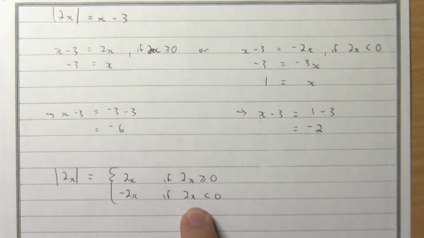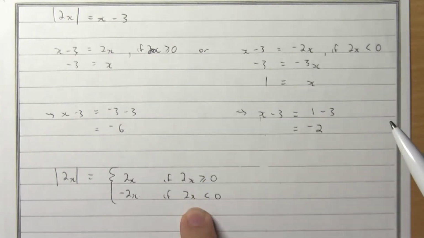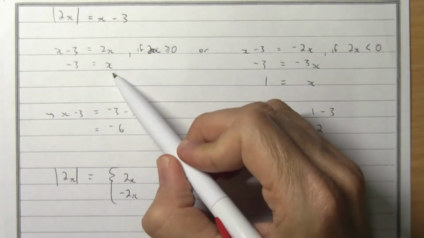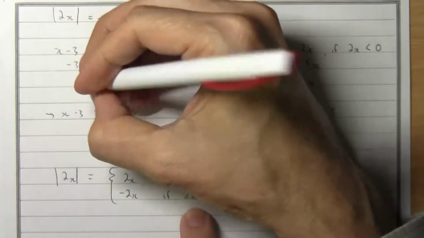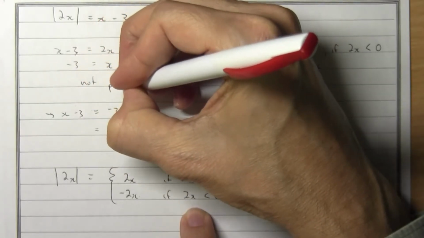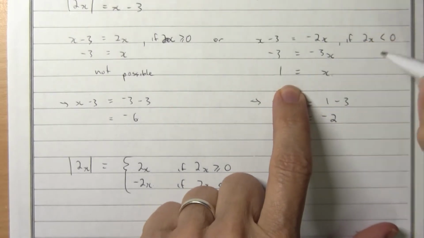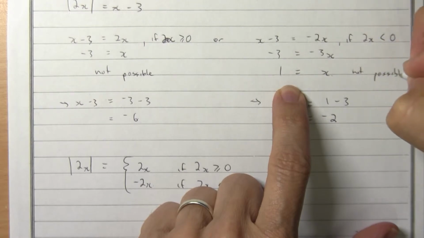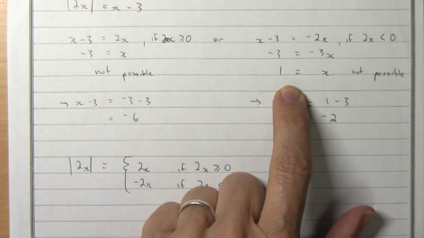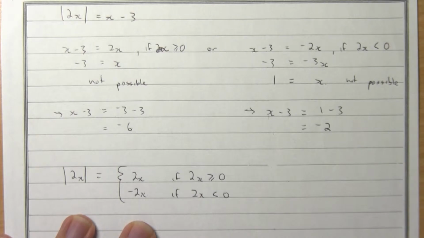Because then I'm going to see my problem straight away. And in fact, when I write this later, I usually don't even write the if. I just thought I'd write it to show you. So, x is negative 3 if 2x is greater than or equal to 0 is not possible. And x equal to 1 if 2x is less than 0 is also not possible. So in fact, this equation has no solutions at all.